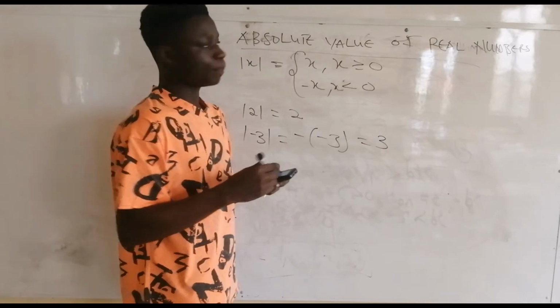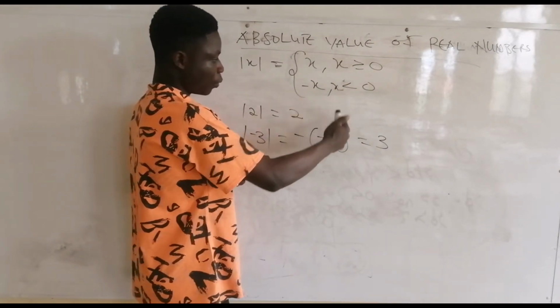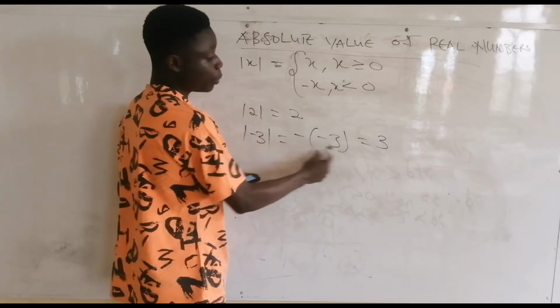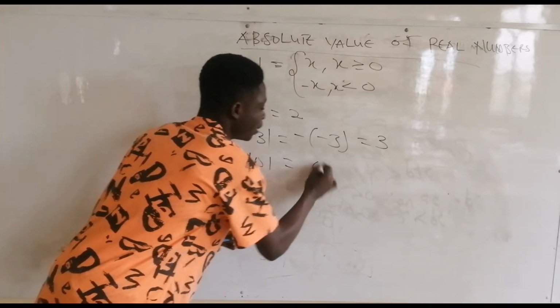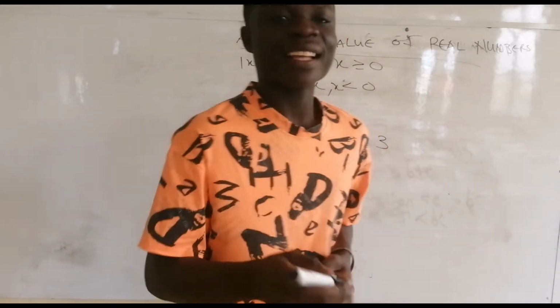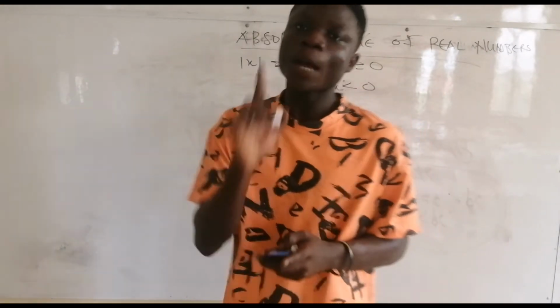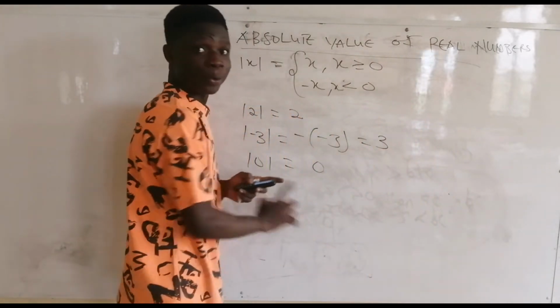Note this. When it is negative, the absolute value of this is negative and it's having a negative, so it will make it positive. And the absolute value of 0 is 0. Please note this, that the absolute value of a negative number is positive, and the absolute value of a positive number is positive, and the absolute value of 0 is 0.